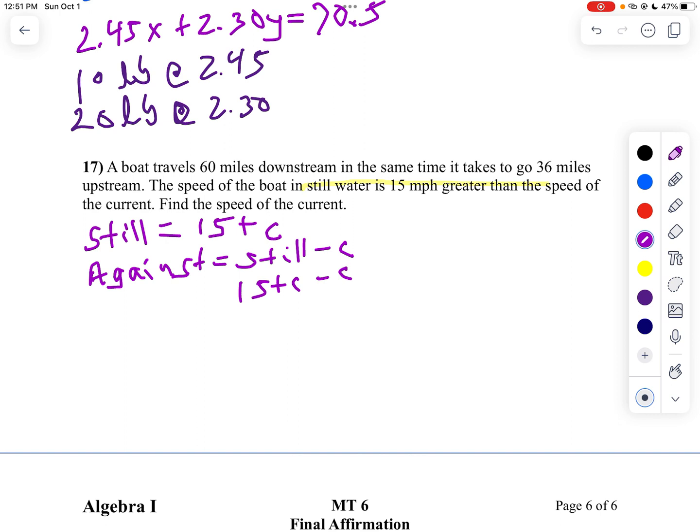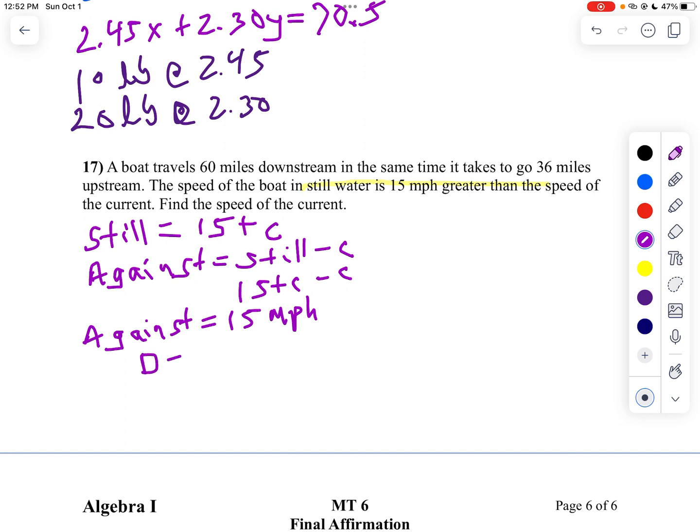So in other words, on other problems we did like this, I actually told you the current and you had to find out what the speed was. But in this case, you know your speed going against the current is 15 miles per hour. So in other words, we can do that. And let me see, a boat travels 60 miles downstream. I want to find the speed of the current. Now, what I'm going to do on this problem, let's go against the current. So 36. So my distance going against the current is 36 miles.